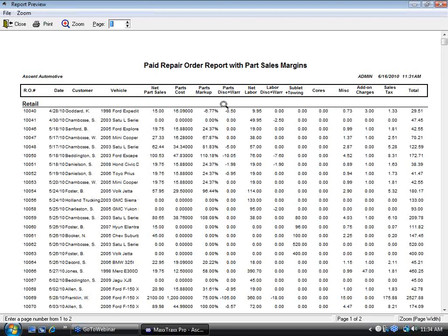Any input on this one, Rex? Well, what I wanted to point out is I think the report is misnamed. It says paid repair order report with part sales margins, and in fact, we give them markup percentages, not margins. Those are not profit margins that we see there. Those are not profit margins, you're right. And, you know what, guys, specifically that bottom one down here, 89.98, and half of it is cost. That would be a 50% profit margin and 100% markup.